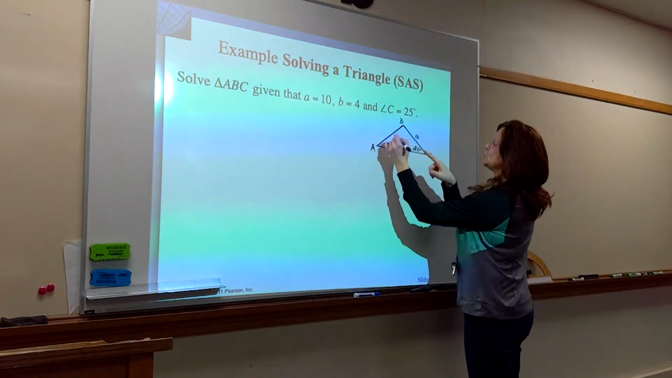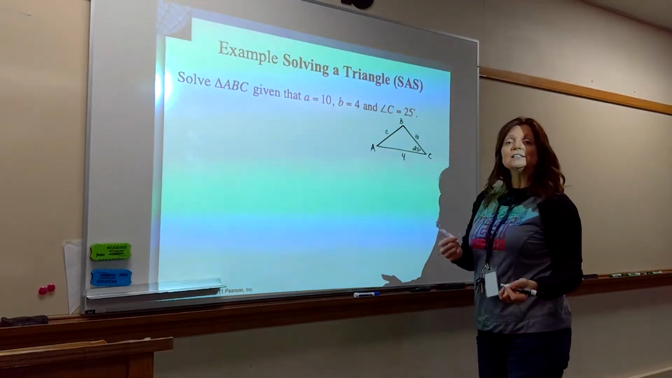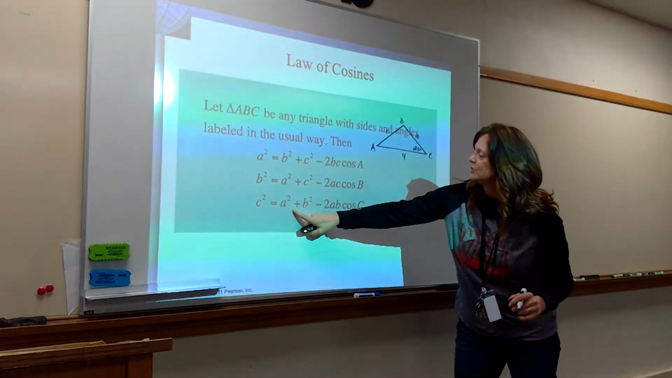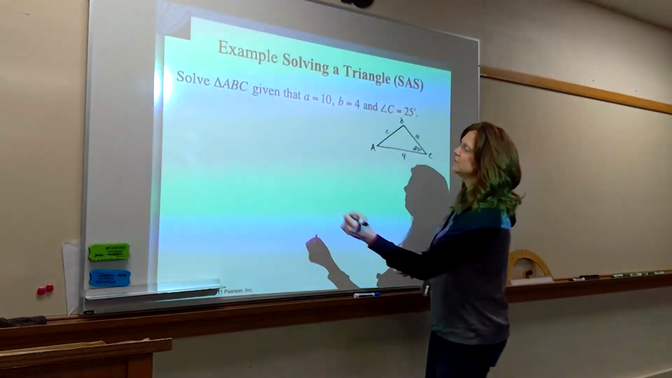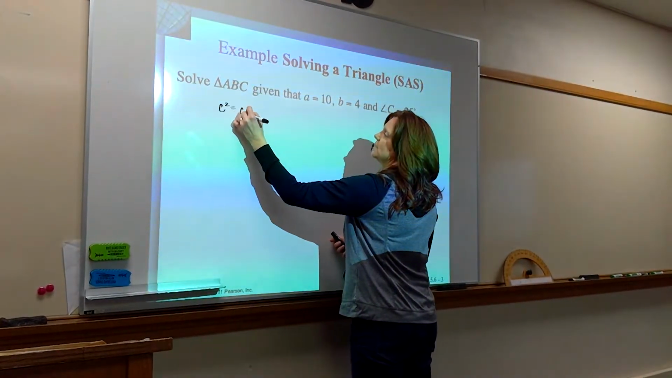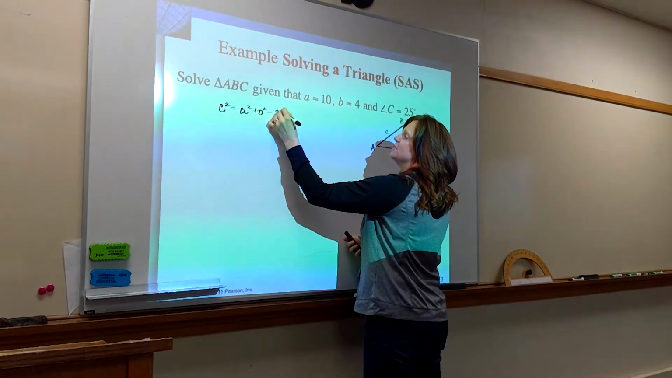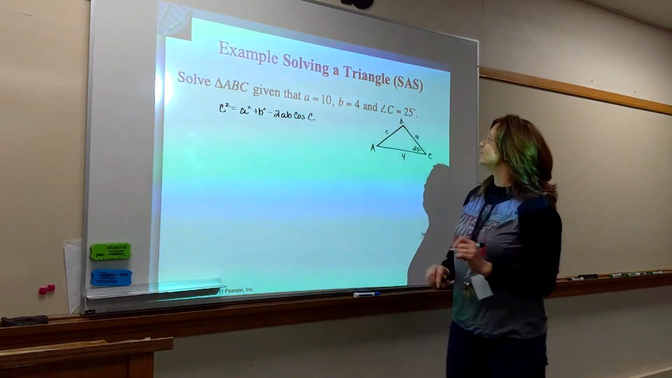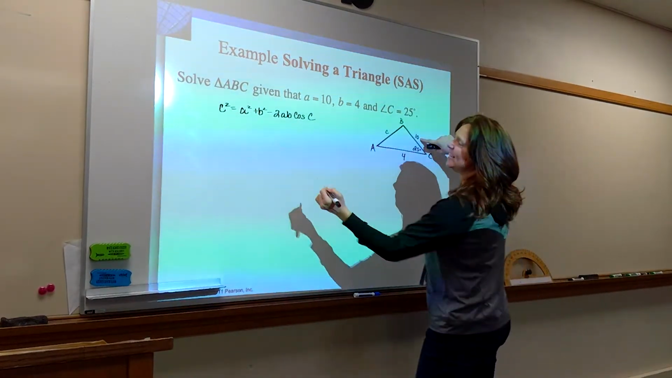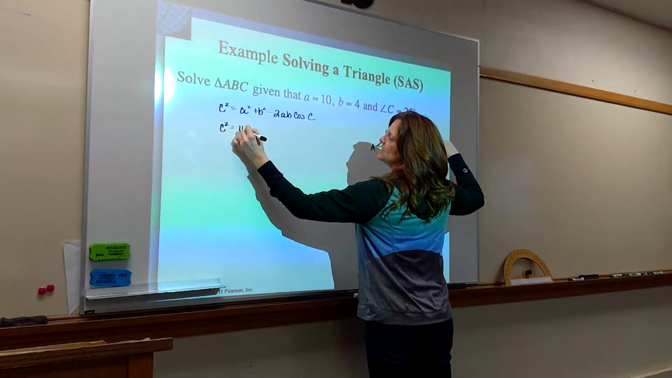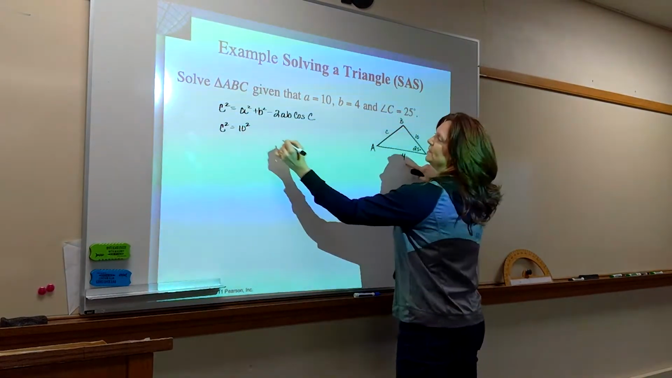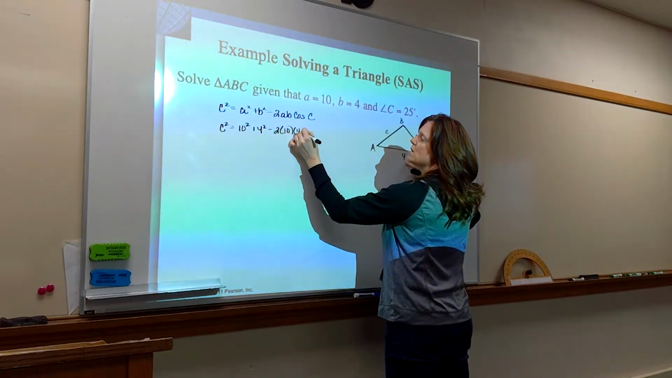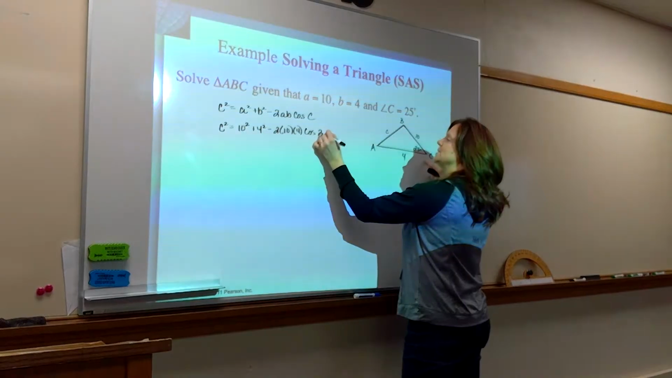What I'm going to be able to do is find side C using law of cosines. So if I just click back here real quick, for side C we're going to use this bottom formula. C squared equals a squared plus b squared minus 2ab cosine C is the formula. And of course we're going to substitute those values in. C squared equals 10 squared plus 4 squared minus 2 times 10 times 4 times cosine 25.